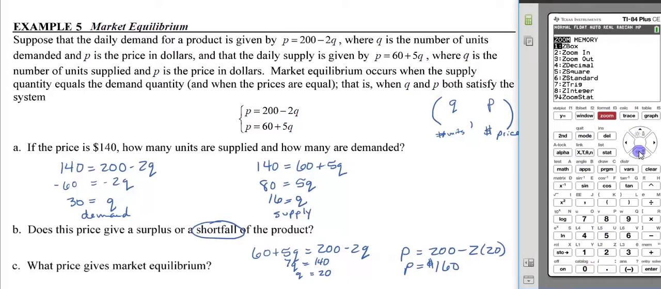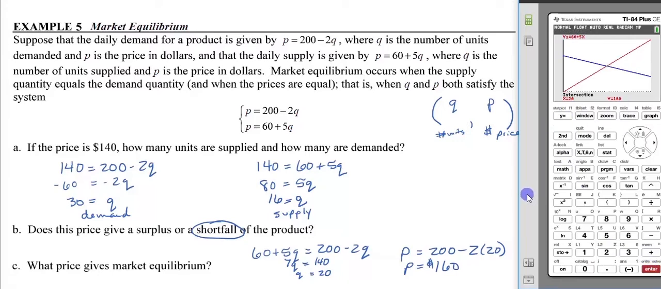And then we'll do a zoom fit, usually a zoom 0. When we do that, we definitely see the intersection there. And when I calculate the intersection, it gives me an intersection of 20, 160. So at a quantity of 20 units, price is $160, and that is the same point on the supply as it is on the demand. That's the point that would satisfy both.